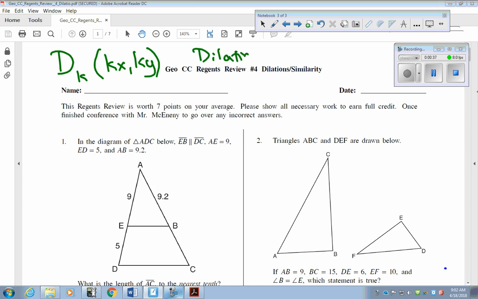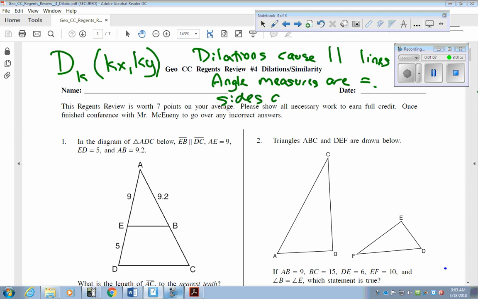dilations cause parallel lines. So if you do have a dilated figure, the lines that are dilated are going to be parallel to each other. They won't be the same length, but the angle measures are equal. But the sides are in proportion.